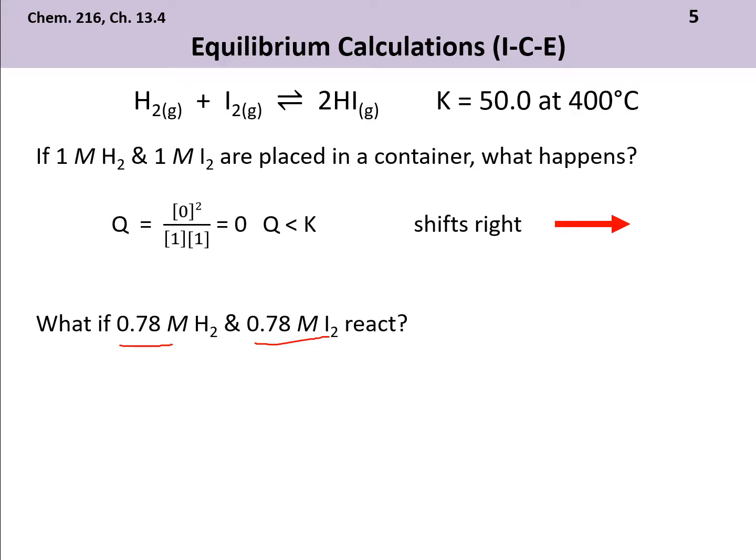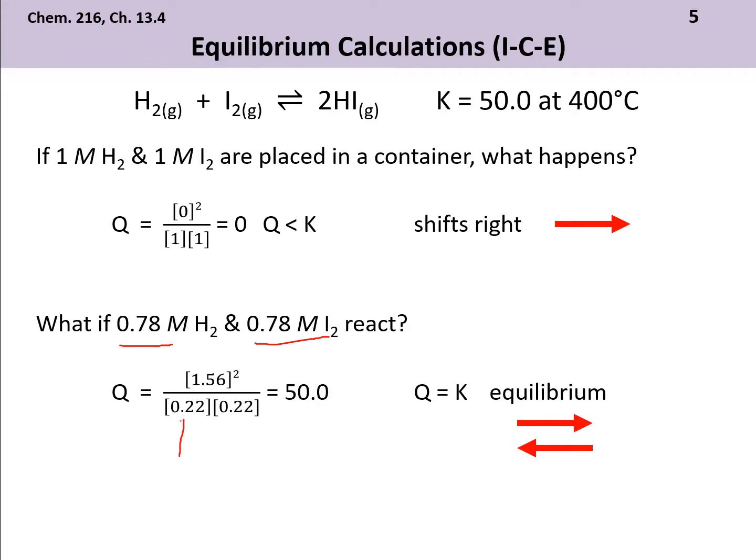Well, in this case, for my H2, I'm going to have 0.22 molar left over. For my I2, I'm going to have that much left over. And for my HI, I'm going to end up with 1.56 molar formed. I plug these in for my Q, and I end up with a Q of 50.0. So Q equals K. I am at equilibrium.